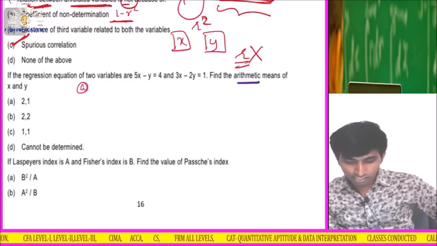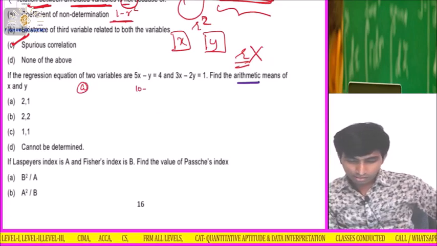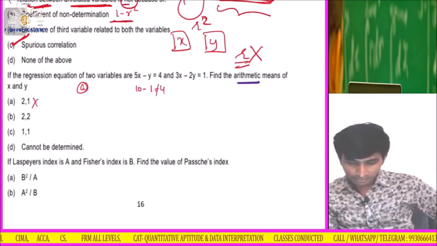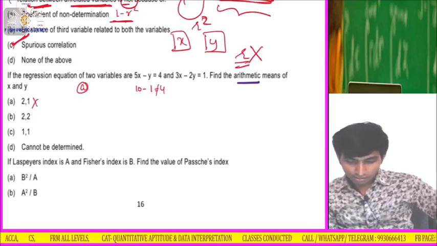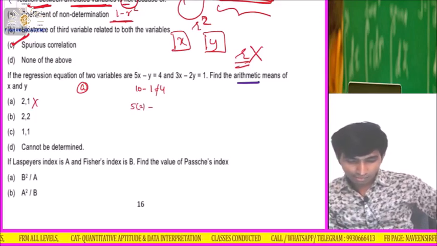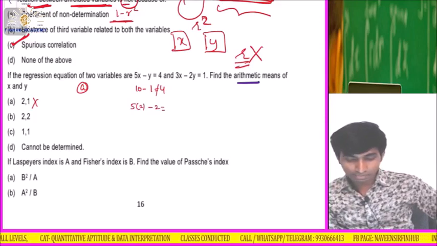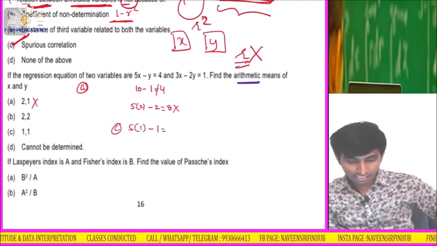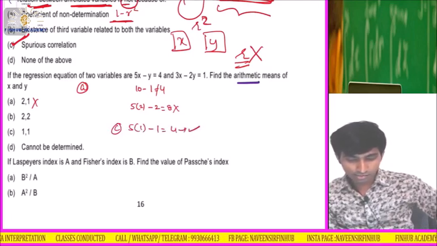So 5 twos are 10 minus 1 is not equal to 4. This answer is gone. It is not getting satisfied. For B, 5 twos are 10 minus 2 is 8, so this is also gone. For C, 5 ones are 5 minus 1, the answer is 4. This is matching. So C is the answer.